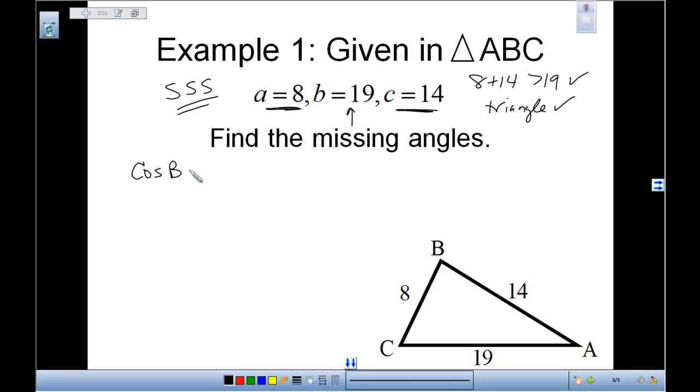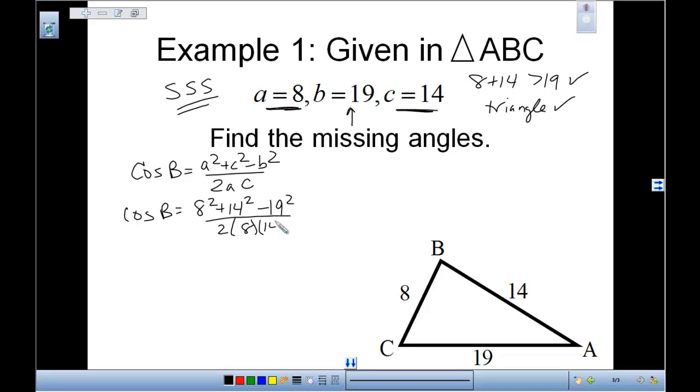So we're going to choose the one that says cosine of angle B equals a squared plus c squared minus b squared all over 2ac. And we're going to plug in those values. Obviously, I'll plug this into my calculator. When I plug this into my calculator, I'm going to get an answer.